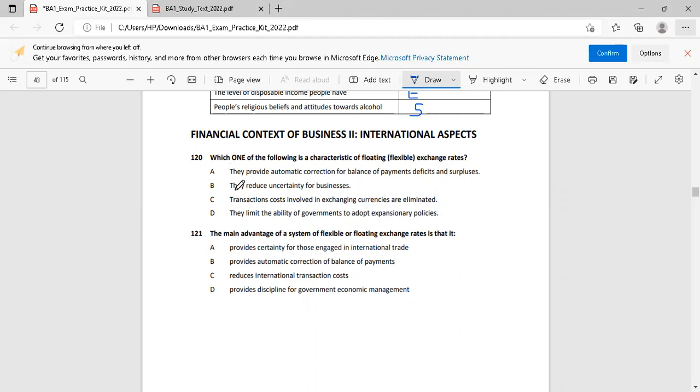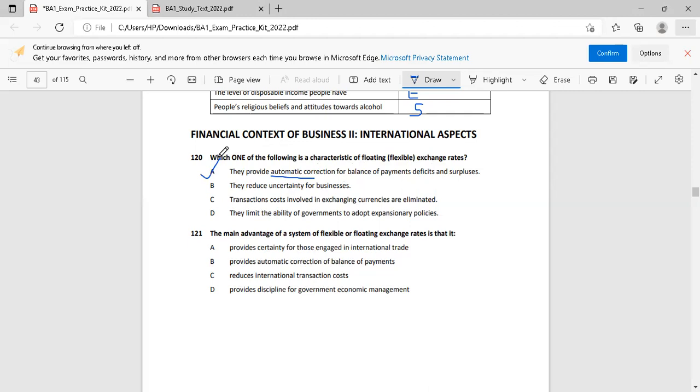We are not studying this in general. In a generic sense, they reduce uncertainty for businesses. That is not the concept of floating rate. Floating rates get fluctuated. They are not corrected by the government by intervening into the system. They allow it. So when the foreign exchange rate is allowed to fluctuate, then balance of payment deficits and surpluses automatically get corrected. So that is the attribute.